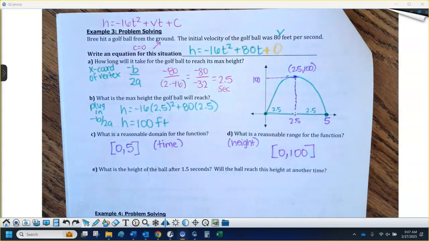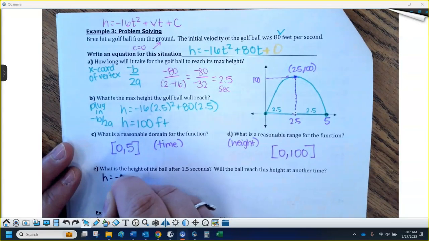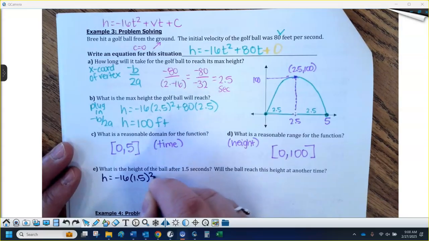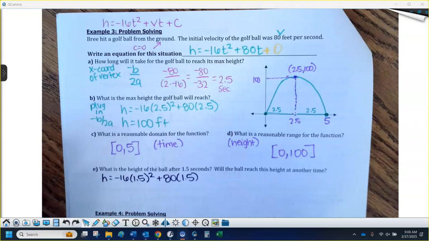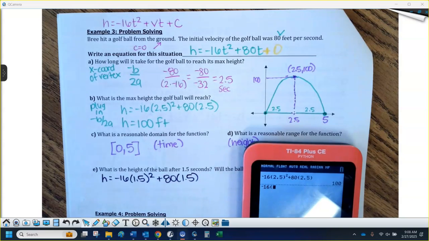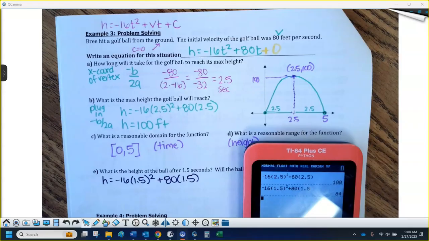Okay, and then we'll skip example 4. Let's just finish up with this question, but I do want to ask you this last problem. What's the height of the golf ball after 1.5 seconds? If they give you a specific time, you're just going to plug it in. So everywhere I see a time, we're just going to replace it with 1.5. So this will tell me the height after 1.5 seconds. So we're just going to plug that in. Let's see what it is. We've got negative 16 times 1.5, we're going to square it, plus 80 times 1.5.